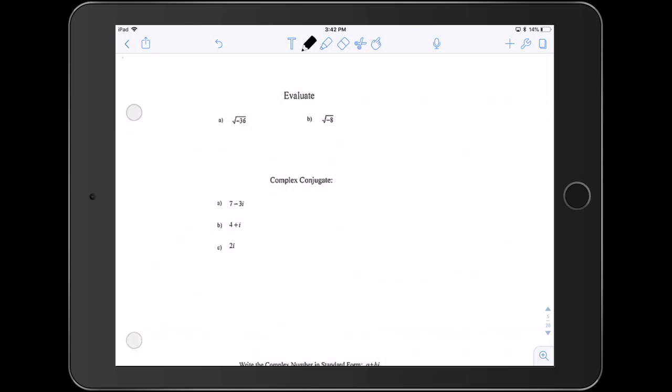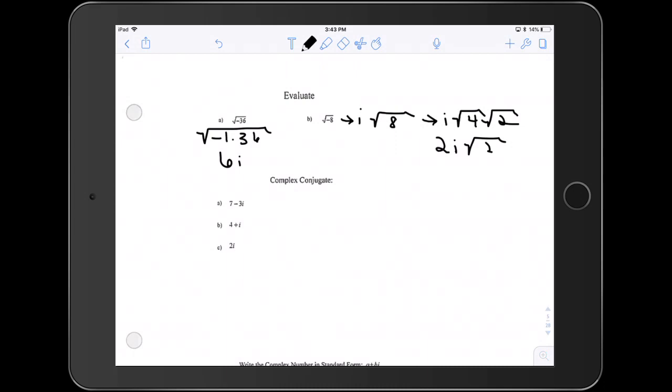Evaluating, well, again, this is an Algebra 1 concept where I can break this up into negative 1 times 36. Negative 1 I know is i, square root of 36 is 6, so it would be 6i. This here, I like pulling out the i first myself, so I have i square root of 8, but then I have to simplify square root of 8, so I'm doing i times the square root of 4 times the square root of 2, breaking up that square root of 8, and then it's going to be 2i square root of 2.